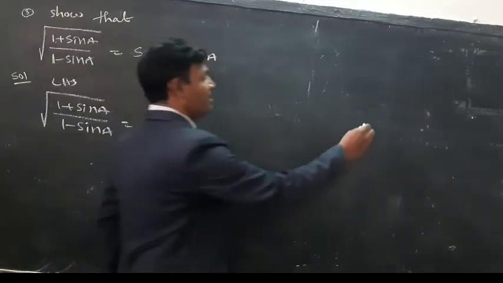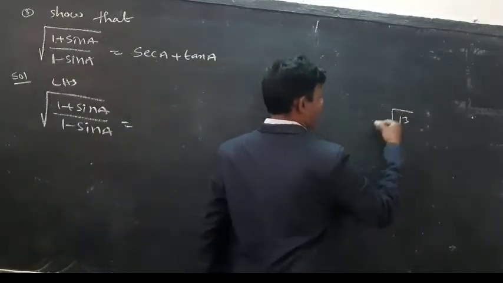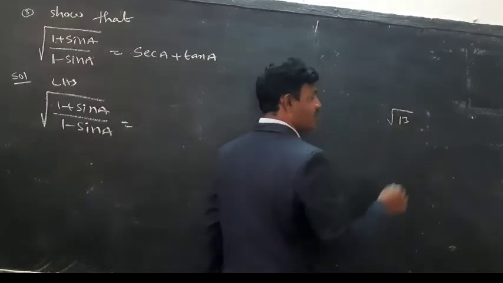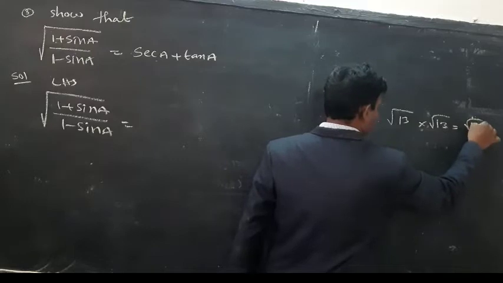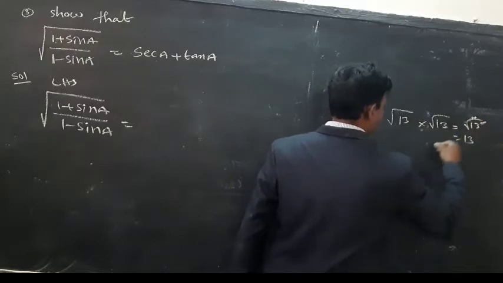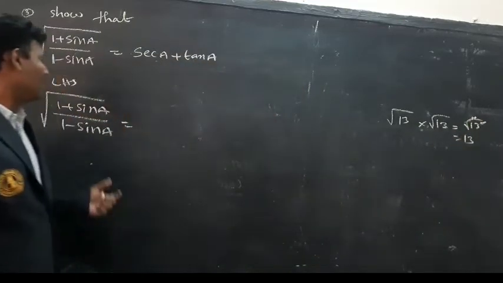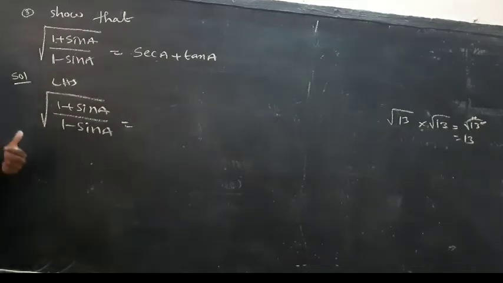So according to 9th class, RF. What is the meaning of RF? Rationalizing factor. For example, root 13. What is the rationalizing factor of root 13? If you multiply with another root 13, what do you get? Root 13 square root cancel. So what is the answer? 13. So like that, RF means rationalizing factor. The rationalizing factor of under root of 1 minus sin A is nothing but 1 plus sin A.